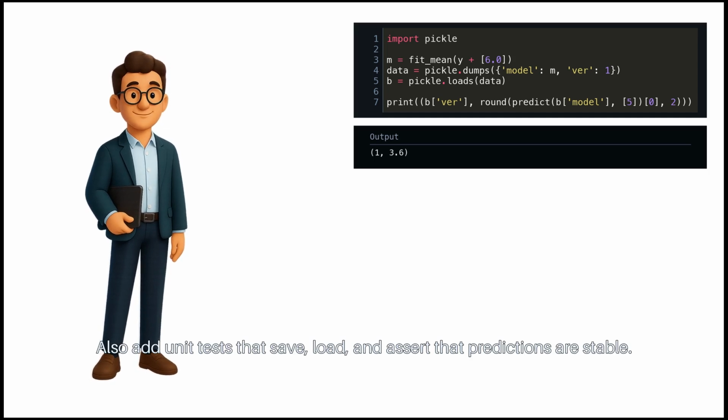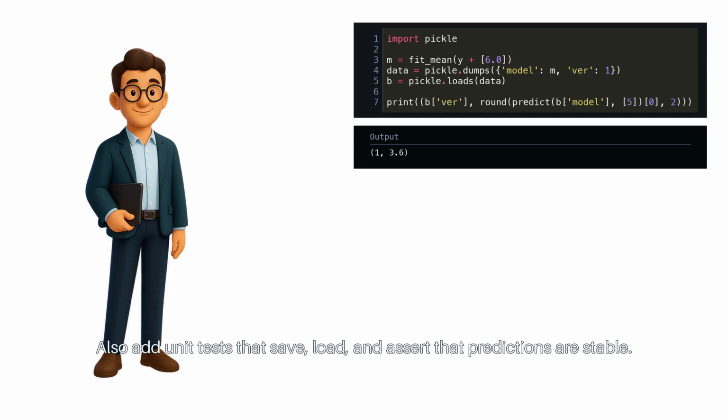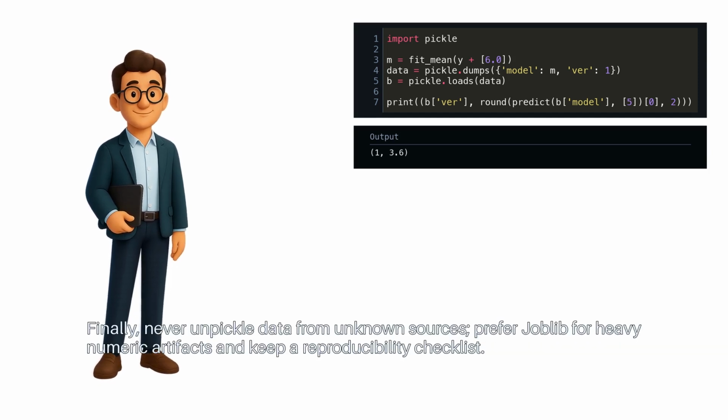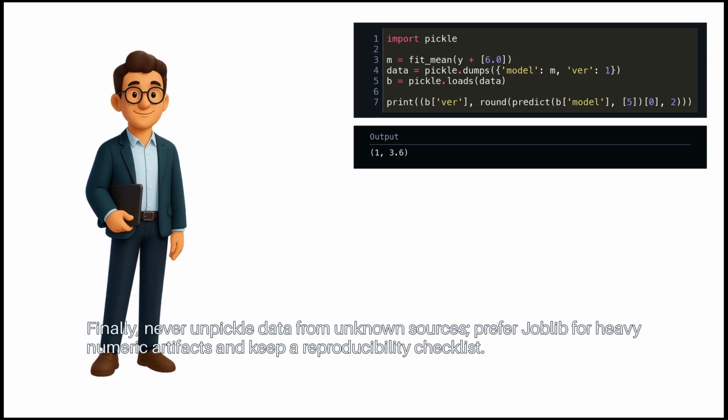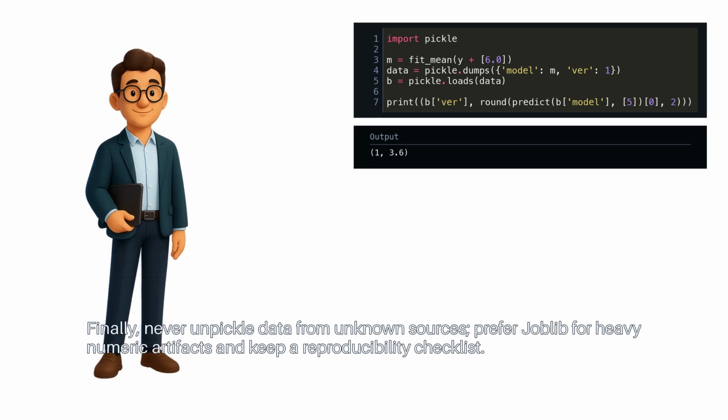Also add unit tests that save, load, and assert that predictions are stable. Finally, never unpickle data from unknown sources. Prefer Joblib for heavy numeric artifacts and keep a reproducibility checklist.